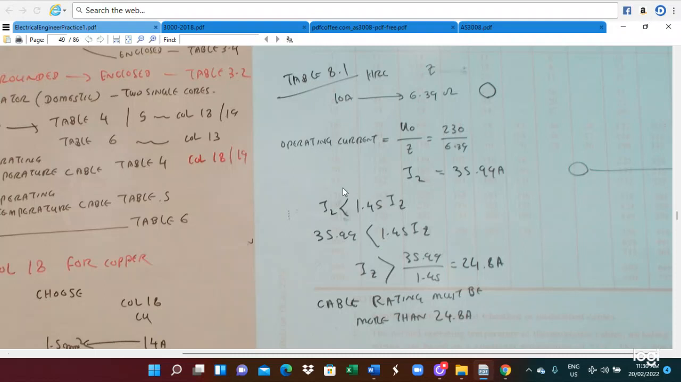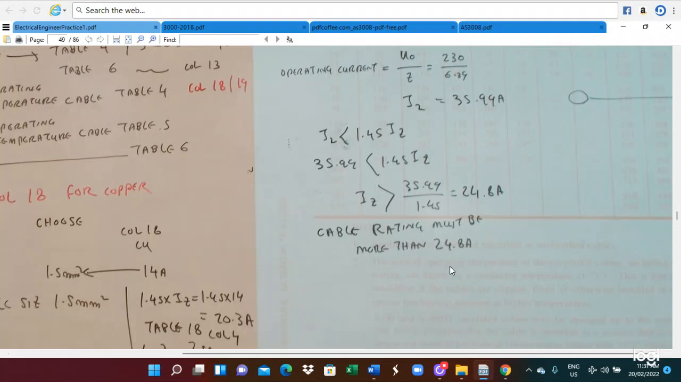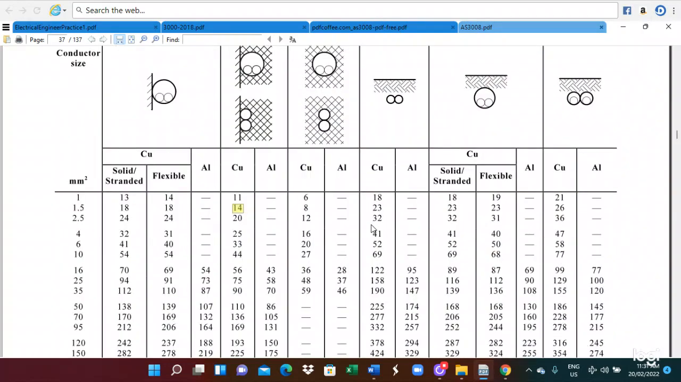If you want to select 1.45 IZ, what should the IZ value be? We divide, and IZ must be greater than 24.8 ampere. This means the cable rating must be greater than 24.8 ampere. Here is our table. If you select only the 1.5 millimeter square, the cable rating is 14 ampere. If you select the 2.5, 20 ampere. If you select the 4 millimeter square, 25 ampere. This is why we select the 4 millimeter square.